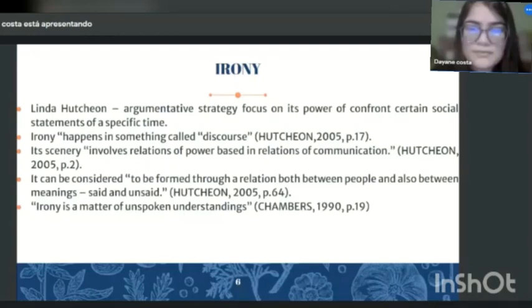So when the ironist says something, the receiver, the audience, has to know the ironist's intentions, to analyze the sentence, to analyze the discourse. Because if they do not know, they can lose the full understanding, the full meaning of what was said.